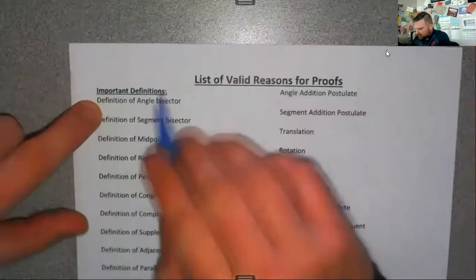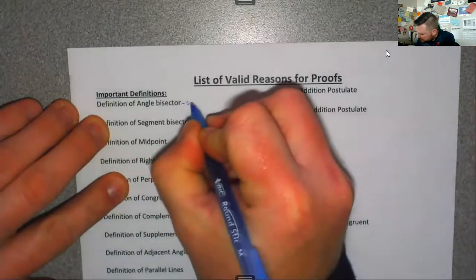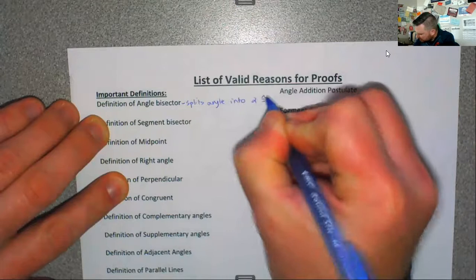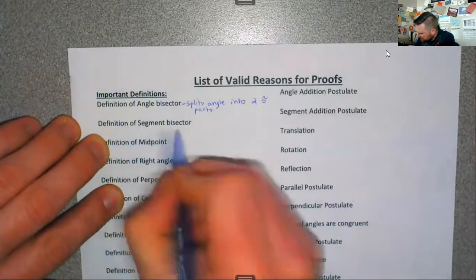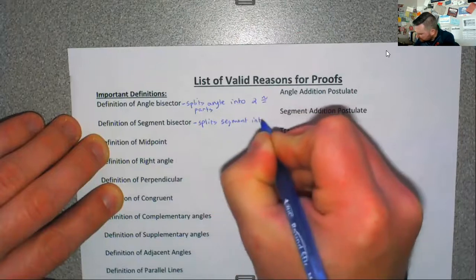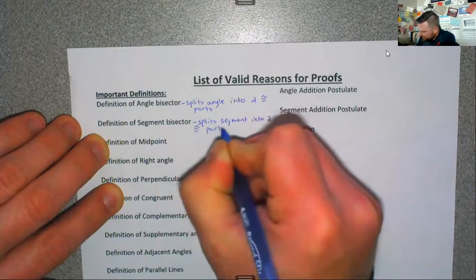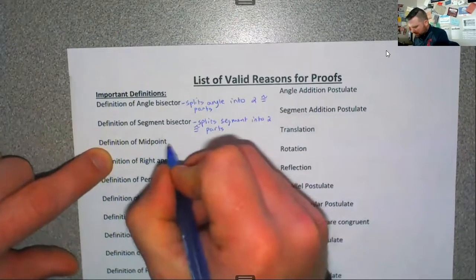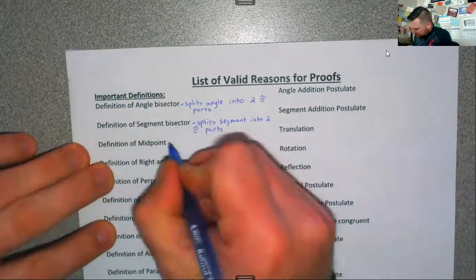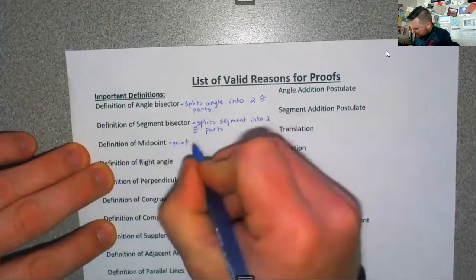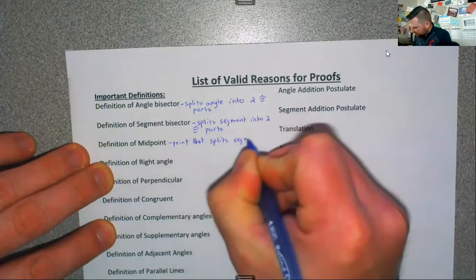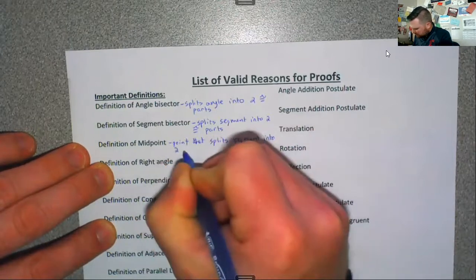So definition of an angle bisector: splits an angle into two congruent parts. Segment bisector splits a segment into two congruent parts. Definition of midpoint. A midpoint is kind of like an angle bisector, but a bisector can be different things other than a point. So a midpoint is a point that splits a segment into two congruent parts.